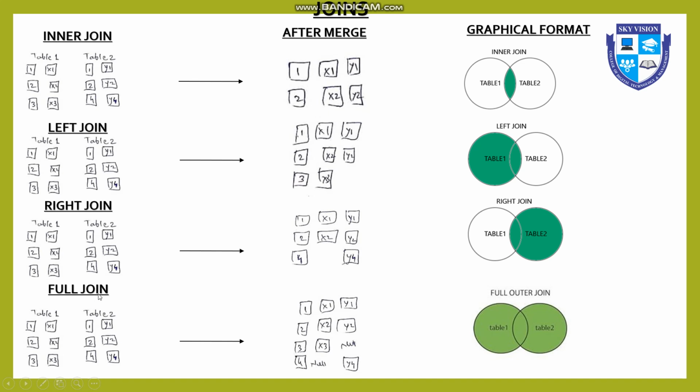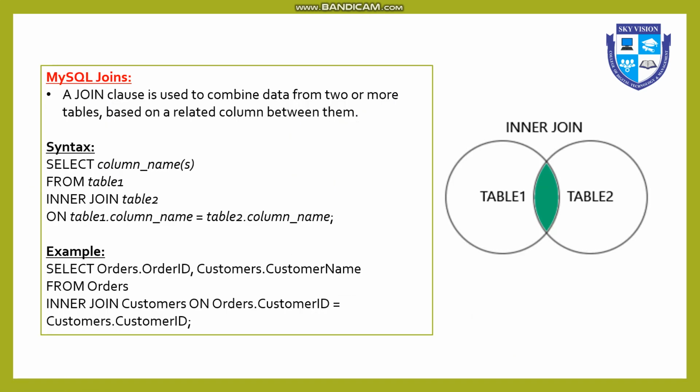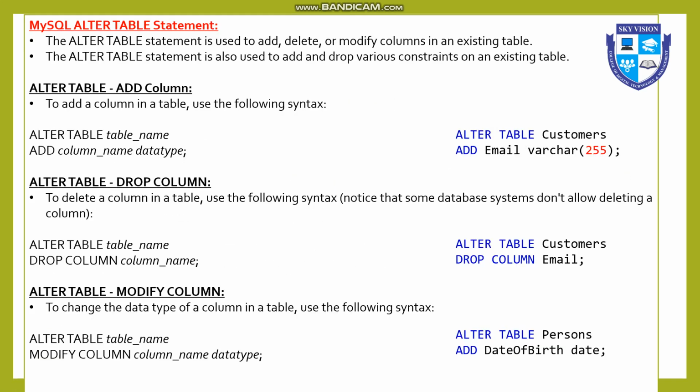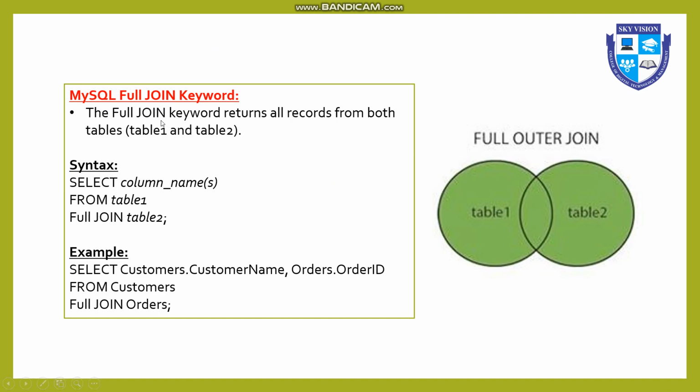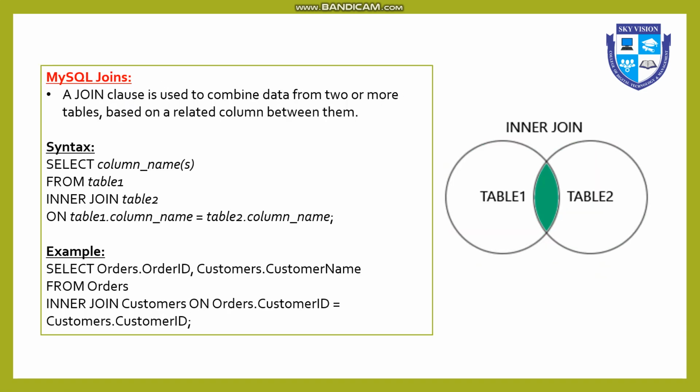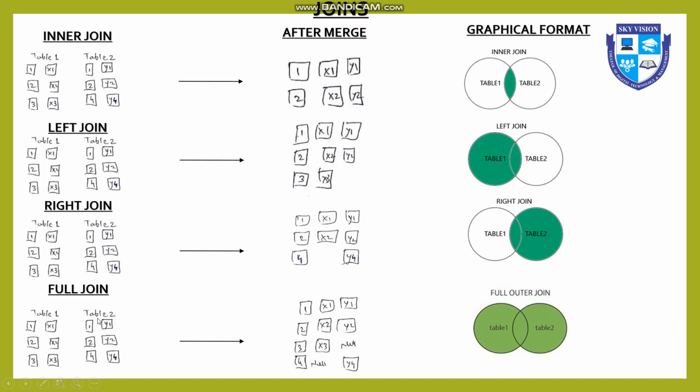Now after that, we are going to the full join. Full join means what? We are focusing on the right hand join and the left hand join also. You can see over here we have an example. Now see, the full join keyword returns all the records from both tables, table number 1 and table number 2. Okay, see over here again we have some data in table number 1 and table 2.